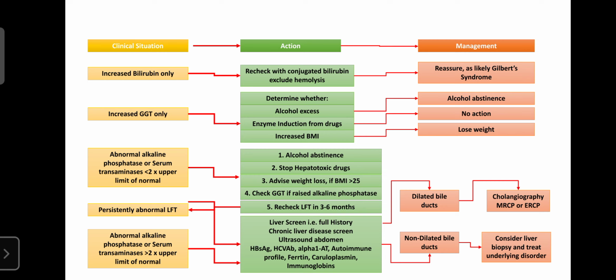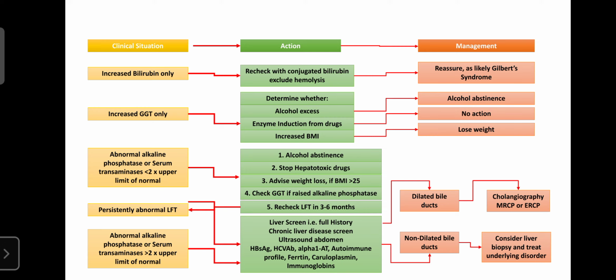Then, when only the GGT level is increased, you can determine whether alcohol is in excess, or there is enzyme induction by any drugs, or increased BMI. The management is you can withdraw the alcohol, and sometimes there is no action in the case of the drug, or in the case of increased BMI, you start to plan to lose body weight. So like that, you can manage the abnormal LFTs.